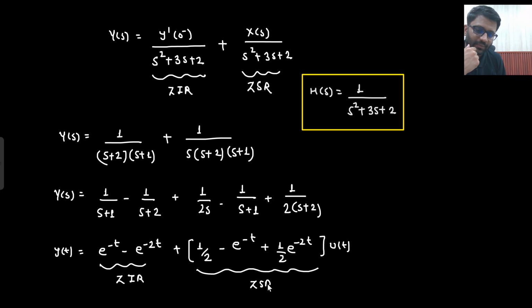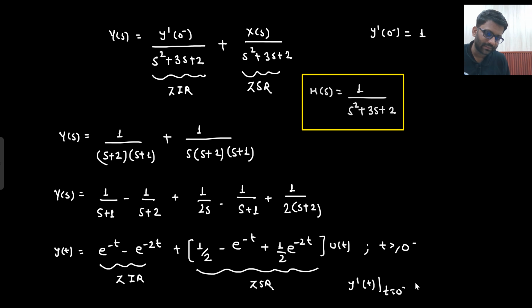This answer is incomplete. Why is that so? Because I need to add t equals to 0 minus. Should we check the value? What was the value of y dash of 0 minus? That was equals to 1. So should we check it here? You can check it. What you will do? You will do the differentiation. Y dash t, I need to check at t equals to 0 minus.